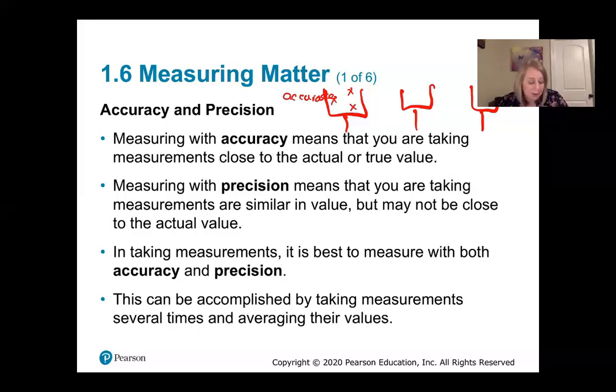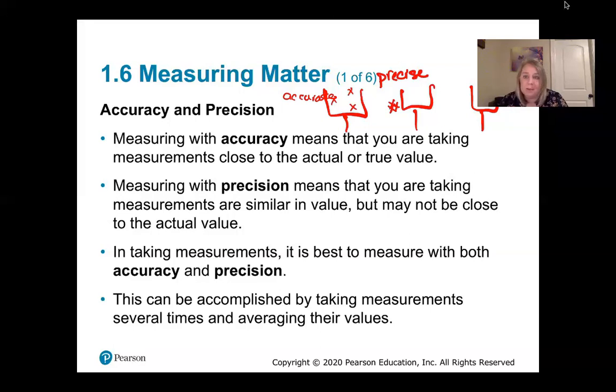Now, precise. What if this football player kicked it, and 3 times he got 1, 2, 3? Look how tight that packing is of where he kicked that football. Well, that's great. He's getting it in the same place every single time, but is he getting the goal? No. So he is precise. He's hitting that same place over and over and over again, but it's not actually close to the actual value, the goal.